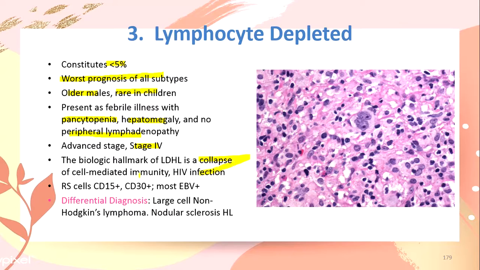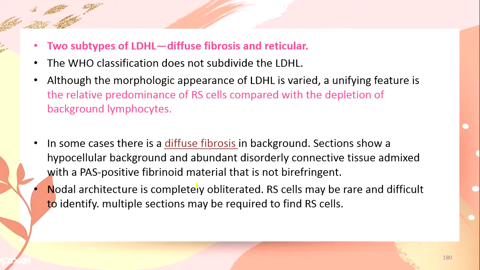There is collapse of the cell mediated immunity. Whenever the T cells are present, the prognosis is better. RS cells are CD15, CD30 positive, and most are EBV positive. Two subtypes of lymphocyte depleted are recognized. However, the WHO does not subdivide it.